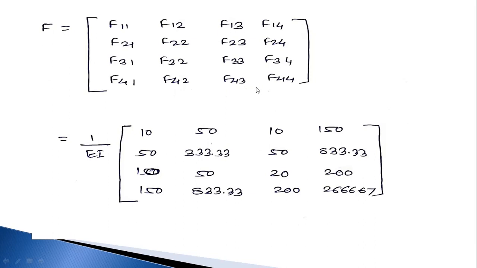f41, f42, f43, f44. Put all values in this equation. So 1 upon EI is a constant term, so take it outside of the bracket, and f11 is 10, f12 is 50. See here, f12 is 50, so f21 becomes 50. f13 is 10, f31 is 10. f14 is 150, f41 is 150. In this manner, put all values in this equation, and this is called the flexibility matrix.